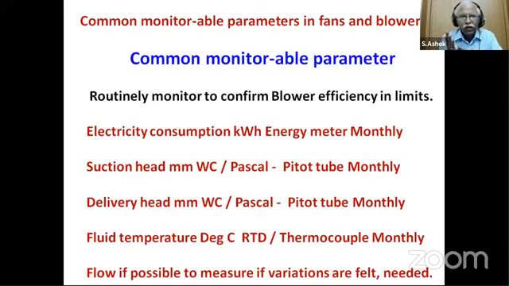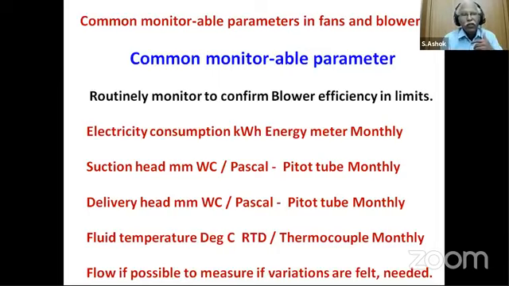You need a run-hour meter and a kWh meter to know how many hours the blower has run and how many kWh it has consumed per hour, units per hour. Then the suction head and the delivery head in millimeters of water column, or Pascals. 1 bar is about 1 lakh Pascal, so instead of talking in bar, let us talk in Pascals, especially for the blower suction and delivery. The static Pascal is a critical parameter in blowers.